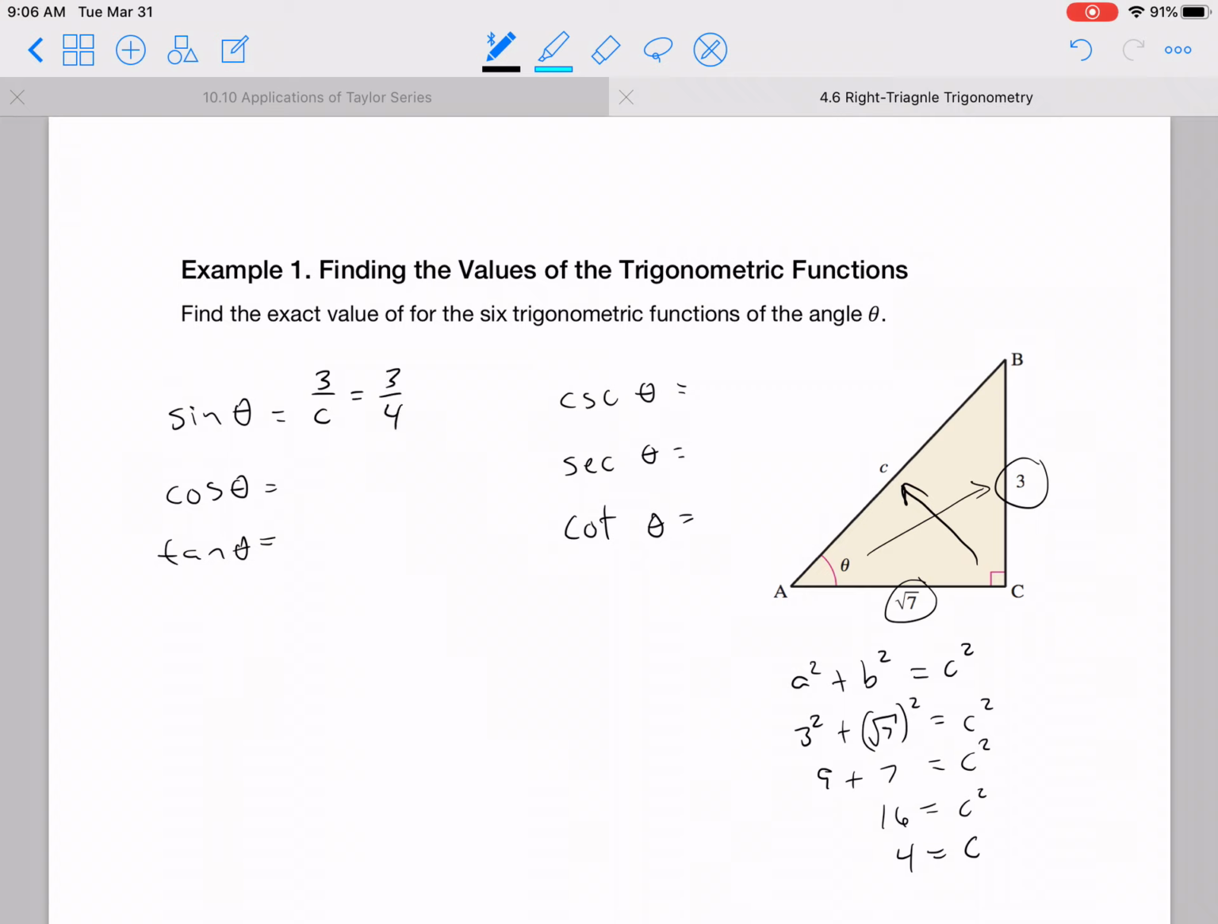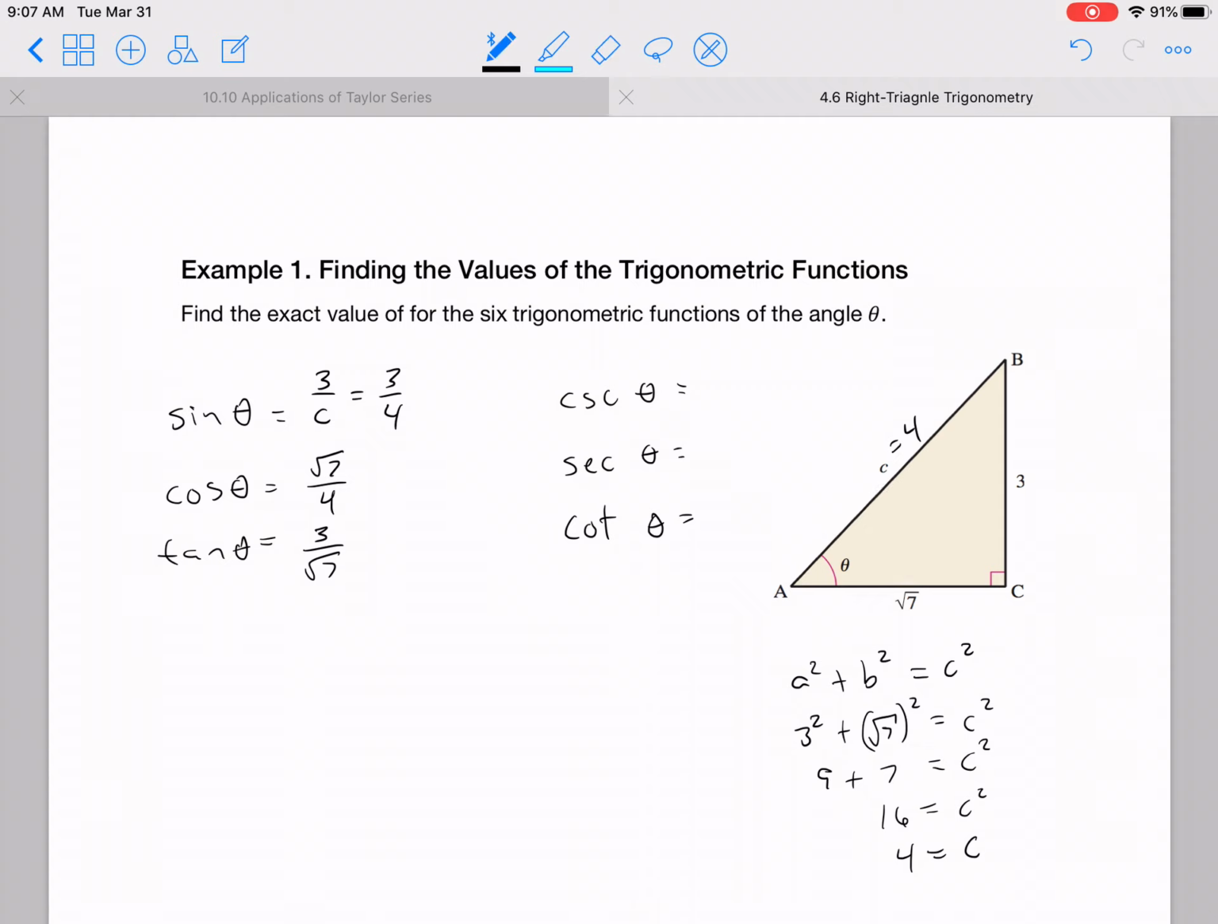And then cosine of theta is going to be the adjacent side right next to it, over the hypotenuse, which is across from the 90. So that's going to be square root of 7 over 4, because we now know that this is 4. And then tangent is going to be opposite over adjacent, which is going to be 3 over square root of 7.